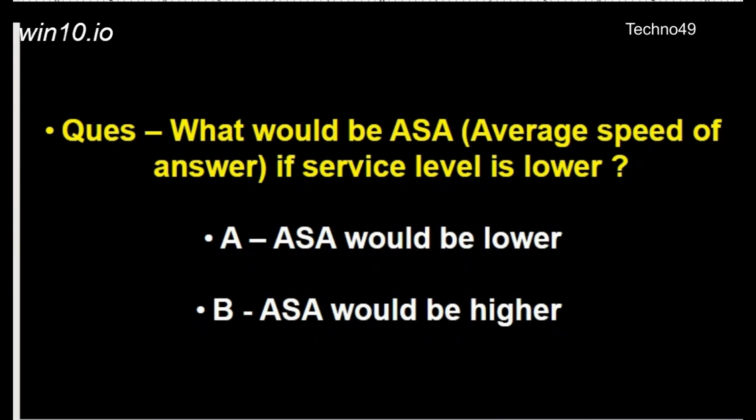So the correct answer for this question is that if service level is low, average speed of answer would be higher. The reason being that if service level is lower than the target, say the target is 80% and the service level is at 60% or 50%, it means that there are not sufficient agents available to handle the calls and there would be high call waiting. So that will lead to high ASA, average speed of answer, because all of the customers' calls will not be answered as soon as possible. So that will increase the average speed of answer.